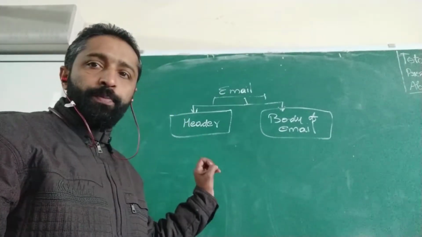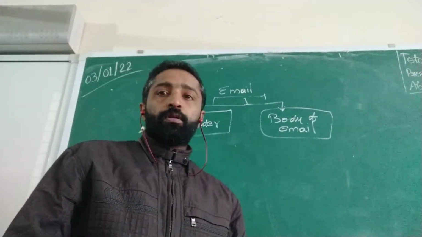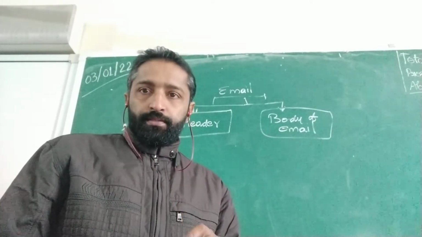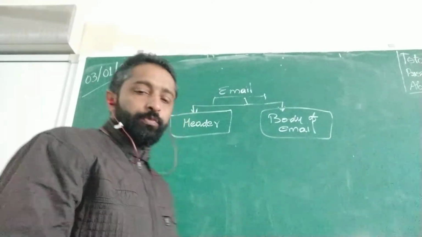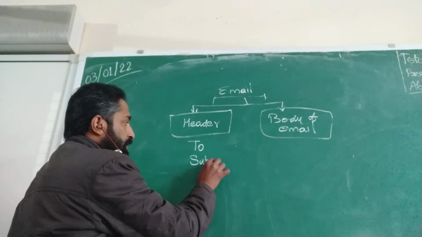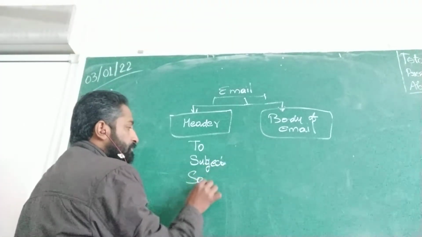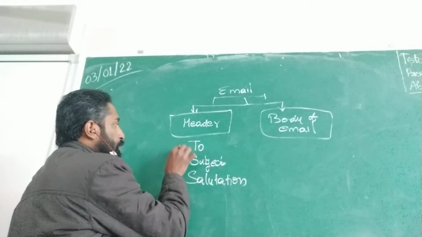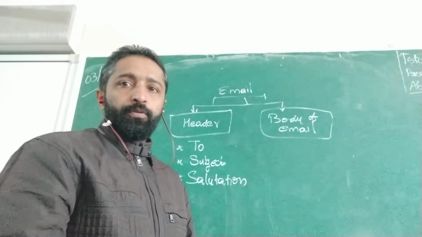What do you mean by the heading called header? And what do you mean by the term called body of an email? So the header contains three things, which means the header will include three important things. The first one, to, second is subject, and third one is salutation. These are three things that are included in an email: to, subject, and salutation.